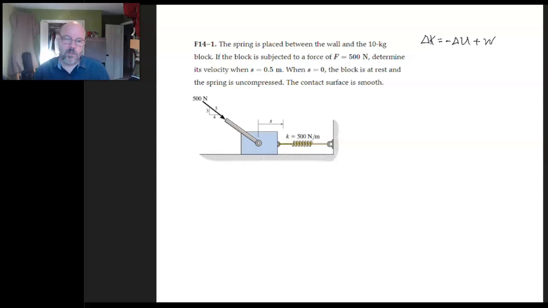Our block's being pushed. It's pushed at an angle. Okay, we want to find the velocity at a certain point. Okay, right there. It starts at rest. That's important. And the spring is uncompressed. That's important. Also important, the surface is smooth, so we can ignore any effects from friction. Okay, now we want to continue to make a good free body diagram, because that's going to be useful to us still. All right.